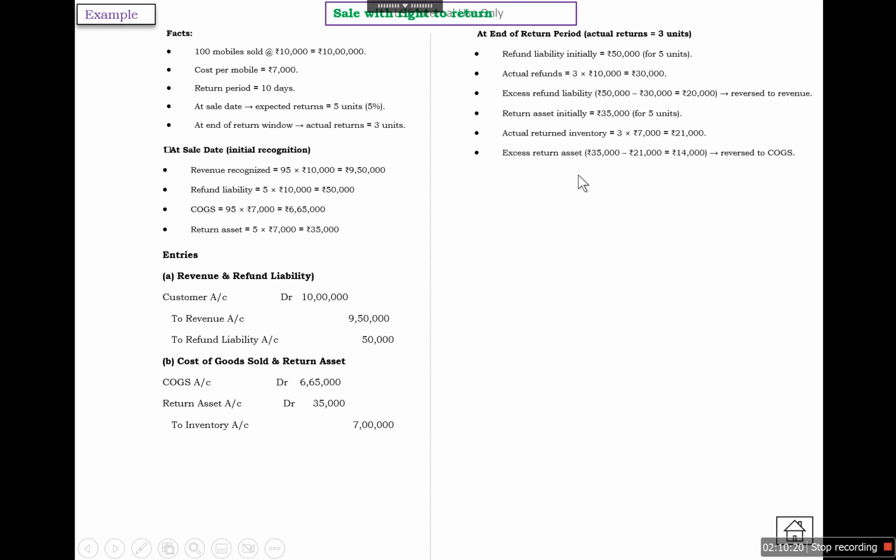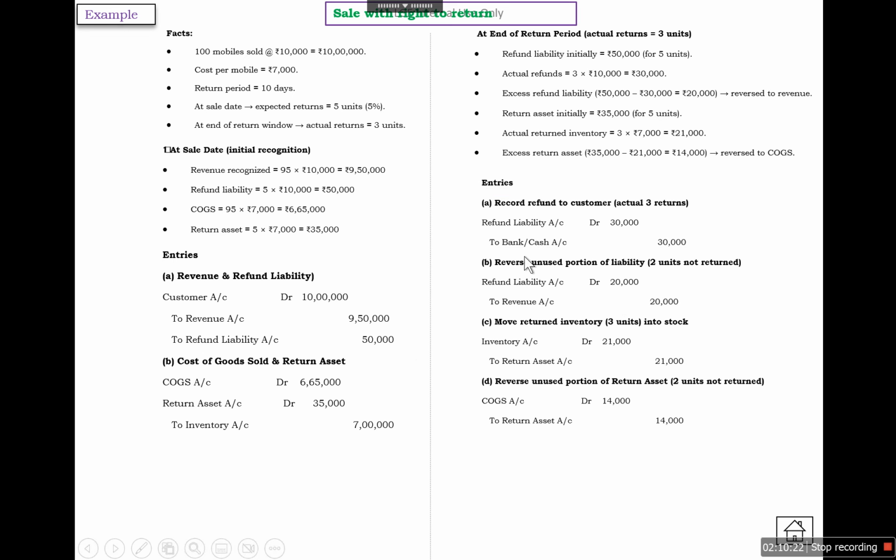for the 3 units. So the accounting entry will be to record the refund for the 3 units that were returned. The refund liability we have created, so we will debit this liability for 3 units and bank will be credited. And for 2 units, we will reverse this liability, return liability debit, and we will increase the revenue. So 50,000 is debited by 50,000, 30,000 here, 20,000 here.